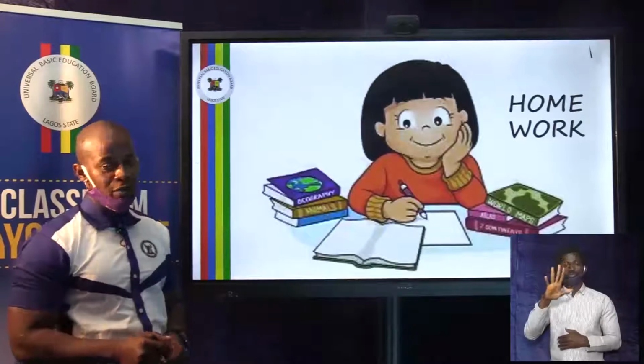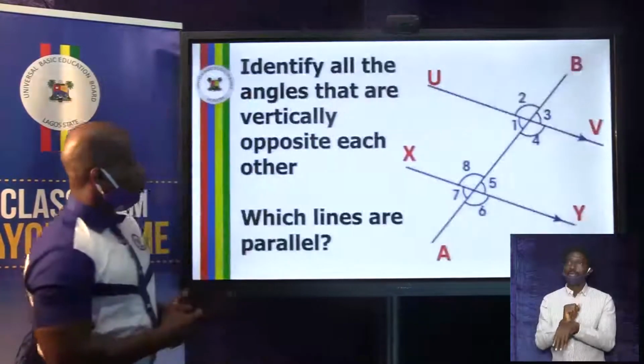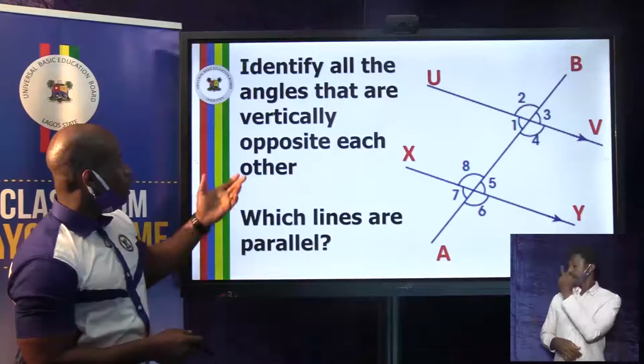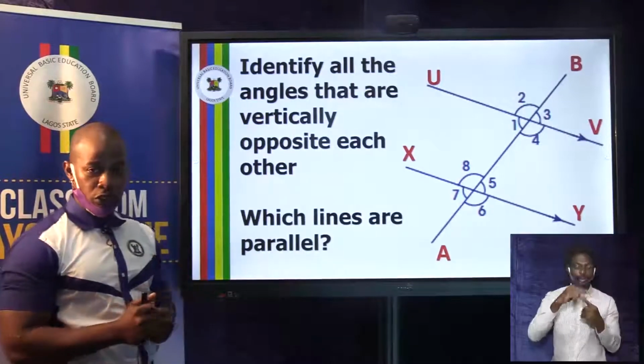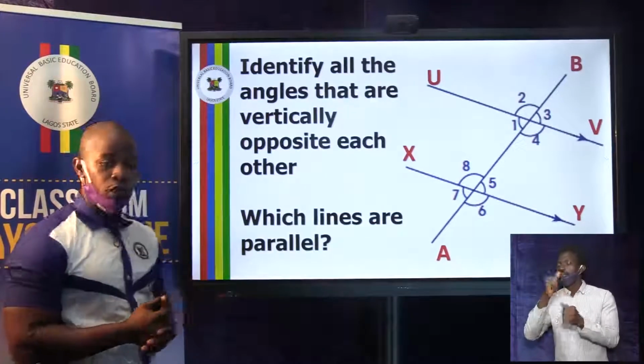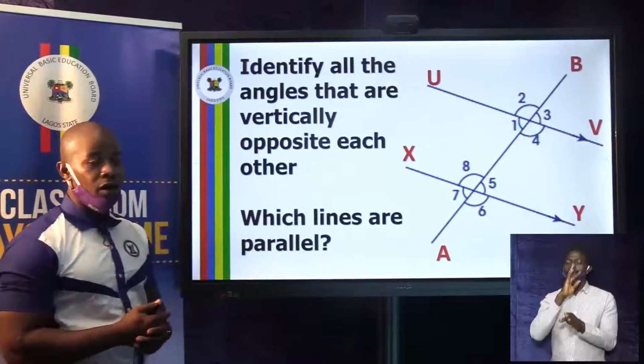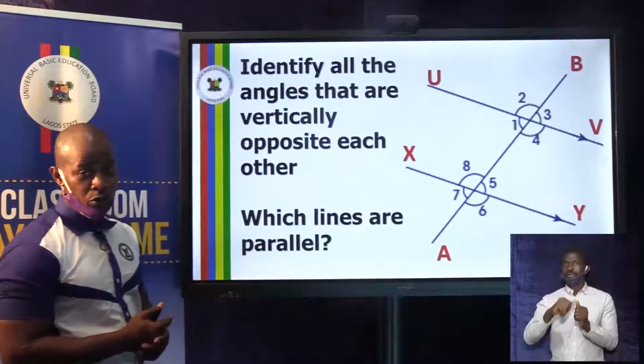Now for your assignment, I want you to capture this diagram. You're going to identify all the angles that are vertically opposite to each other. You will also tell me which lines are parallel to each other. You have 30 seconds to do that.